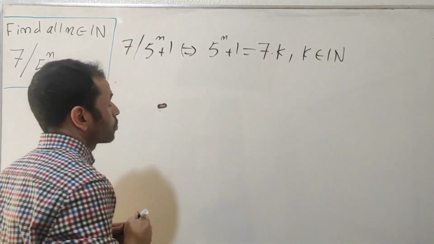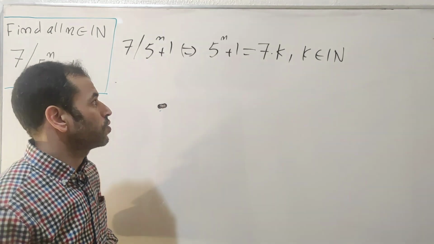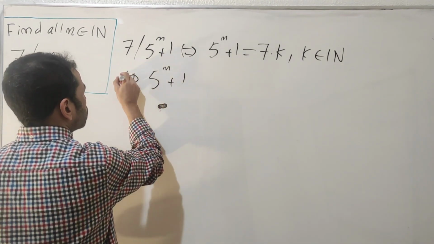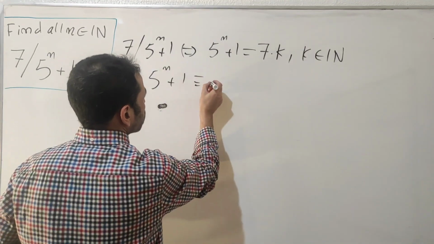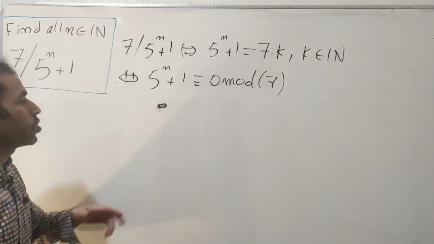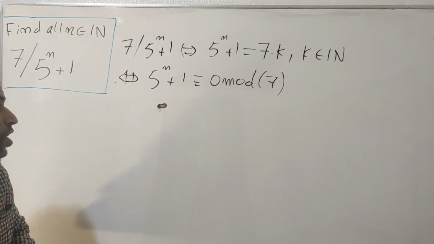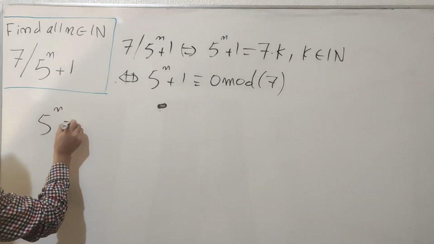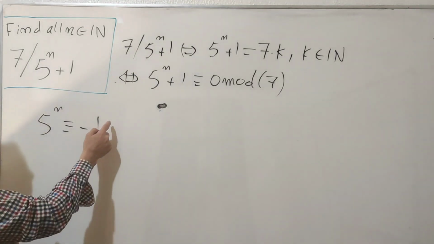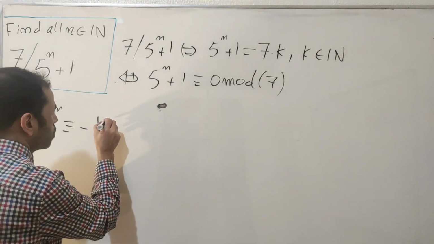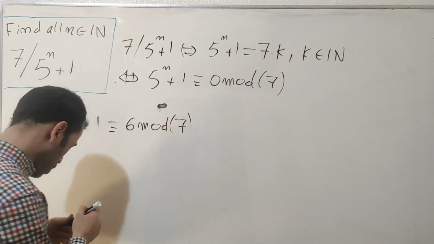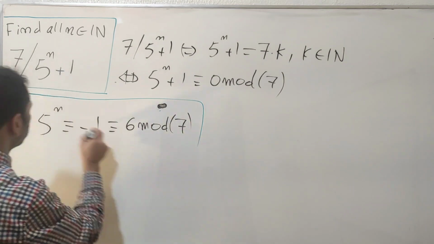Now let's reduce this to mod 7. So I get 5 to the n plus 1, which is congruent to 0 mod 7. Now let's move this 1 over to the right of the congruence. So I get 5 to the n, which is congruent to minus 1. We can add 7 on both sides, which means I will have 7 minus 1, which is 6. So this will be congruent to 6 mod 7. I have extracted this nice statement.